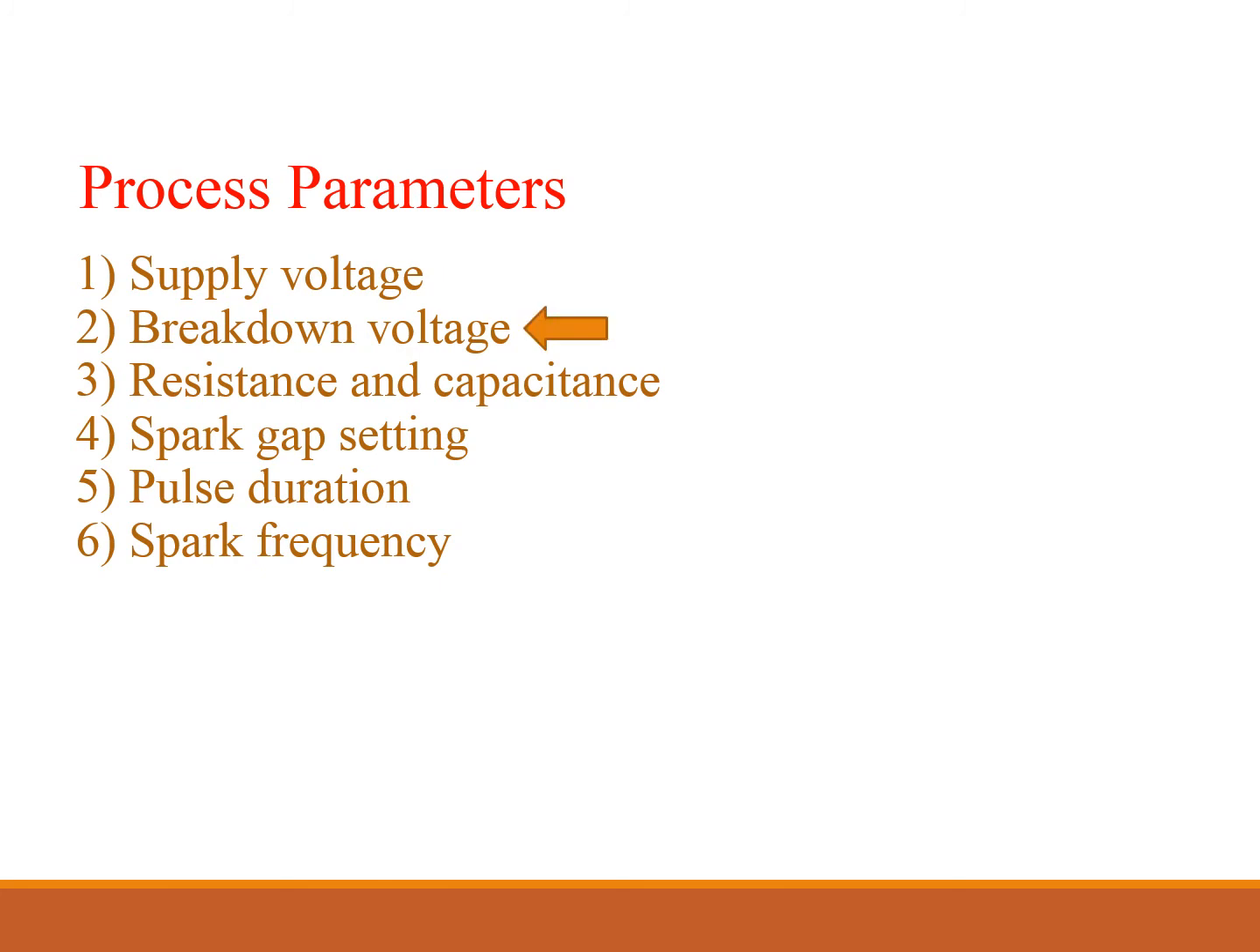Next, breakdown voltage. It is the voltage at which the dielectric breaks down. Increasing the breakdown voltage results in an increase of spark energy, so the metal removal rate increases, which results in poor surface finish. Next, resistance and capacitance. Increase in capacitance will result in increase of metal removal rate. Decrease in resistance will result in increase of metal removal rate.